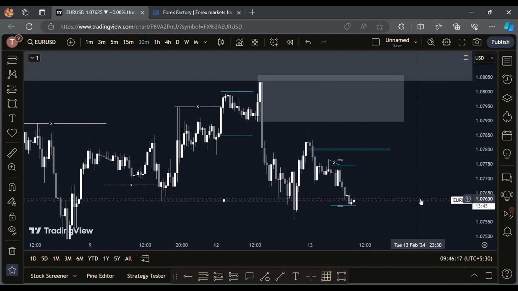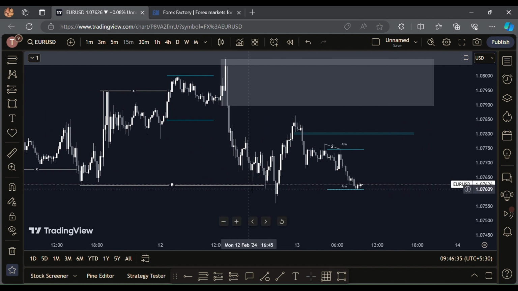So if the price is going to move into this upside direction, I'll be anticipating the price to either react from this BPR right here or I'll be waiting for the price to switch into the bearish phase into this zone right here. So let's move to the 15 minutes now.